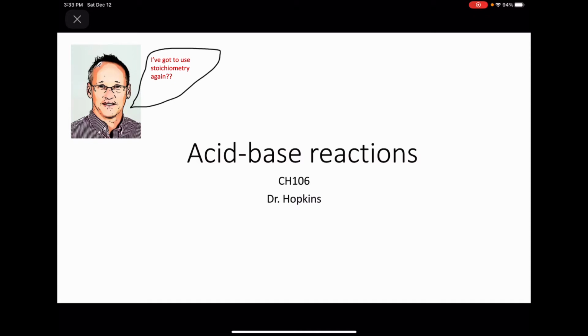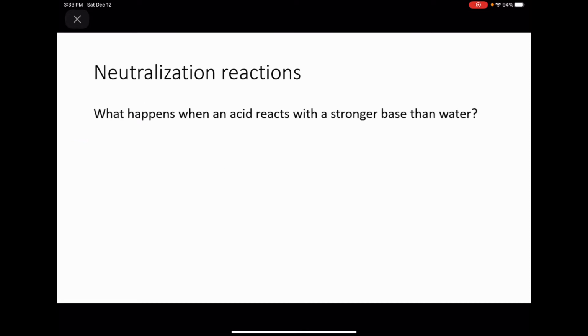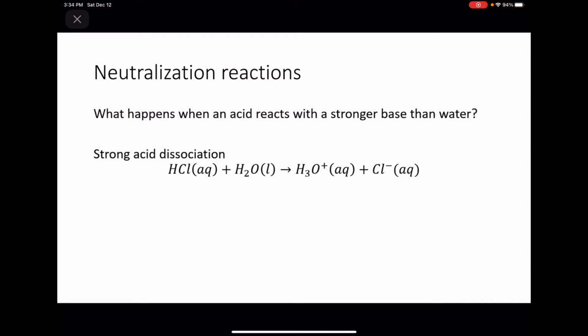We're going to talk about acid-base reactions, or strong acid, strong base reactions. So far, we've been doing reactions with acids and bases where they're always reacting with water. So the question becomes, what happens when a strong acid reacts with a stronger base than water? Or likewise, what happens when a base reacts with a stronger acid than water? We get a neutralization reaction.